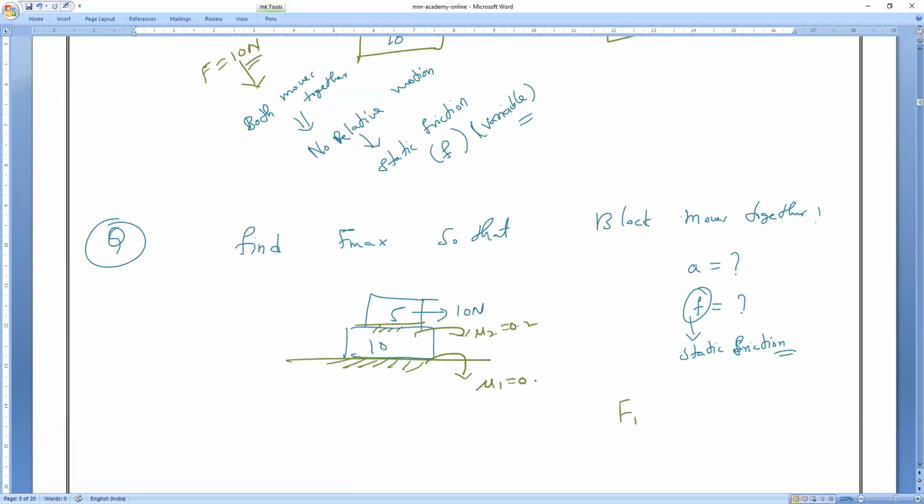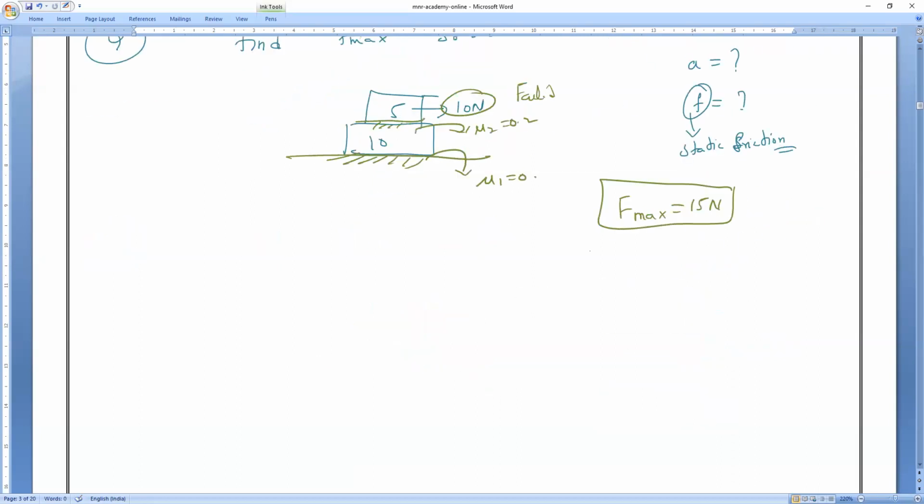We already got F maximum in the previous question. I am applying the force here. F maximum must be equal to how many newtons? 15 newtons. So that the F applied is less than F maximum. So both bodies will move together or not? Yes. F applied is less than F maximum, so they will go together. More means they won't go together. Do you understand?